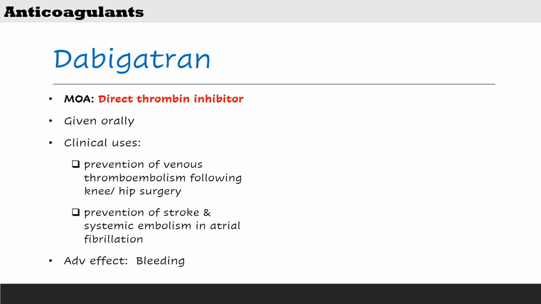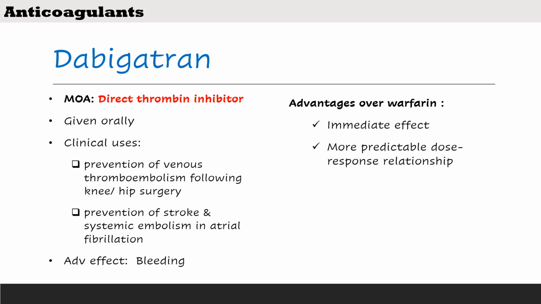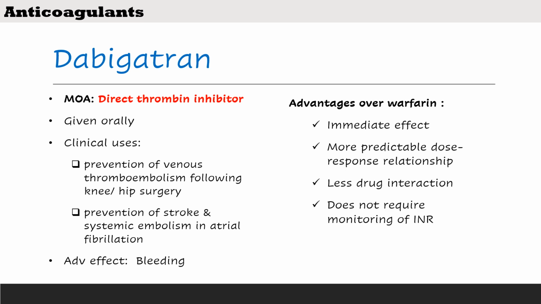Again, it's an anticoagulant. The adverse effect is bleeding. The advantage of dabigatran over warfarin is that it has an immediate effect. Now warfarin does take time before you can see an effect. Dabigatran has a predictable dose-response relationship, less drug-drug interaction, and does not require monitoring of INR like warfarin, where you have to monitor and adjust the dose accordingly.